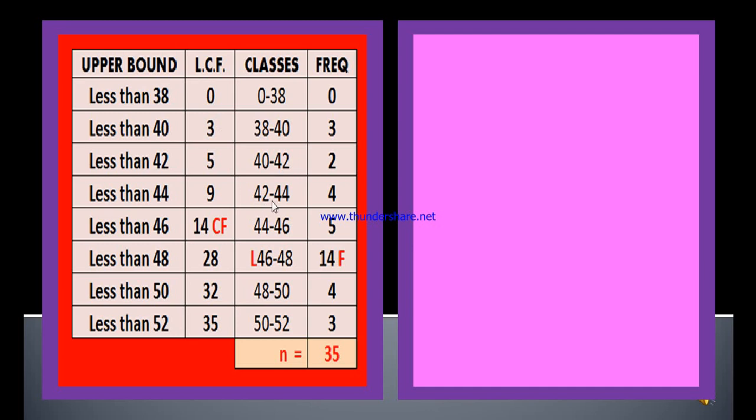And the number of students that lie between 42 and 44 is 9 minus 5, 4. The frequency of the class 44 to 46 is 14 minus 9, 5. The frequency of 46 to 48 is 28 minus 14, 14. The frequency of 48 to 50 is 32 minus 28, 4. And the frequency of the class 50 to 52 is 35 minus 32, 3. Now these are the classes, this is the frequency and this is the cumulative frequency.